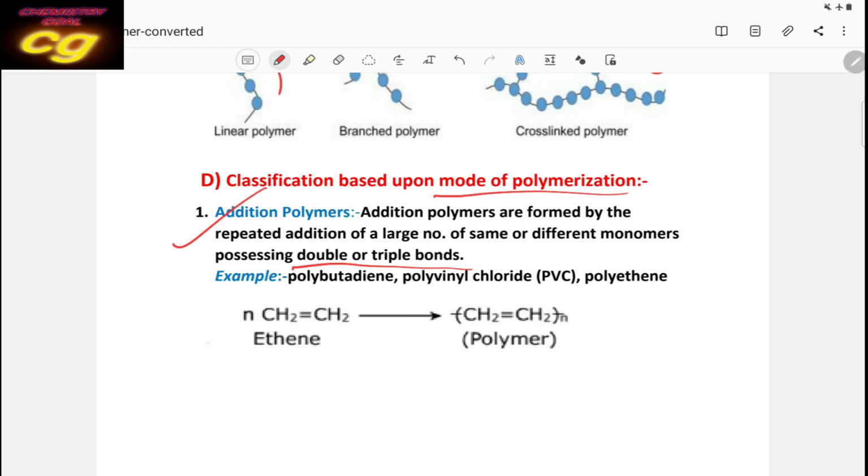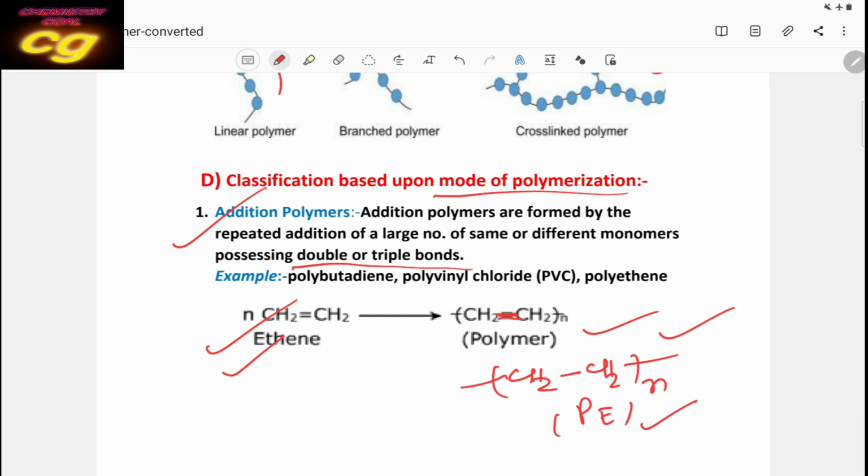For example, this is ethene having a double bond, forming the polymer polythene. It is a single bond, it is not a double bond. Like this, CH2, CH2, this. So this is polythene. Polyethylene, short form is polythene. So ethene has a double bond and polythene has no double bond. So it is the polymer, polythene. Here the monomer is ethene and the polymer is polythene. So it is an addition polymer because it is produced from a monomer having double bonds.